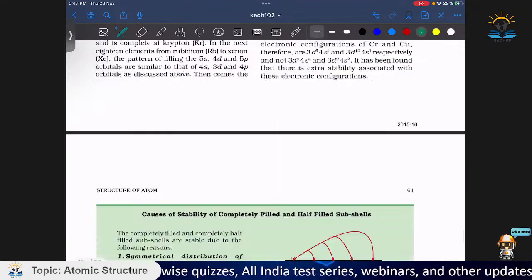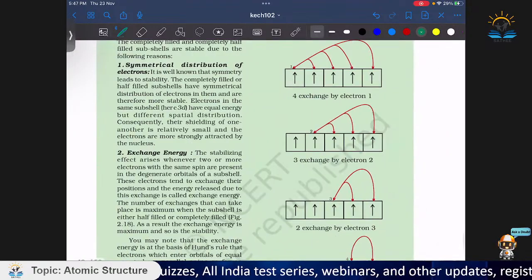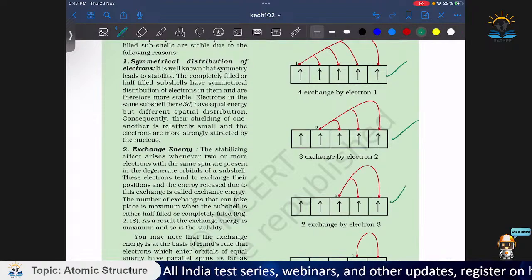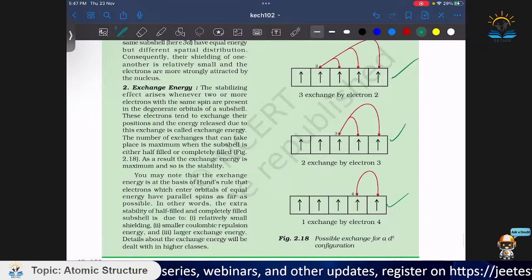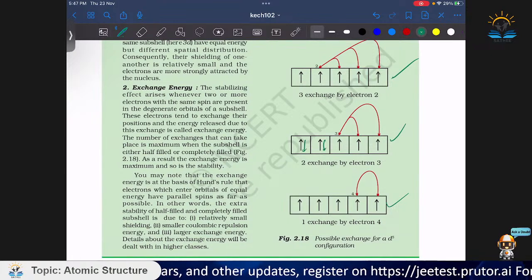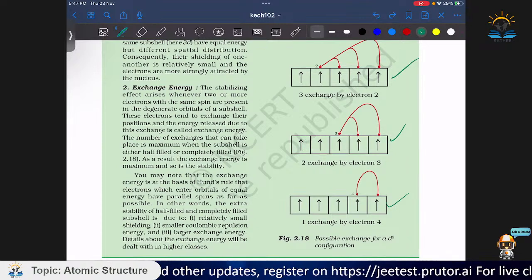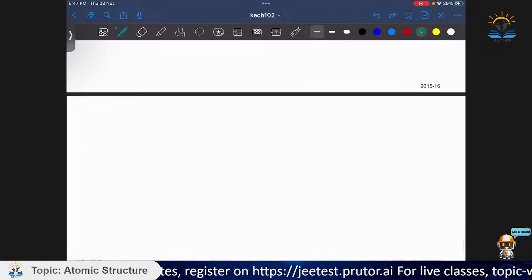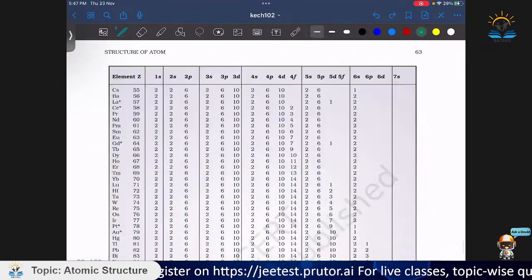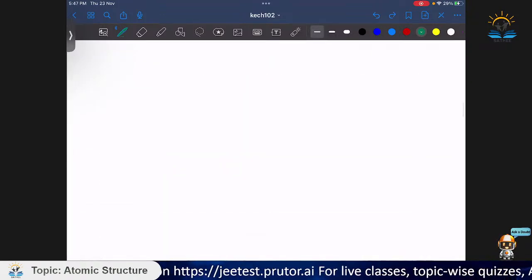Then the stability of completely filled and half filled subshells. Half filled and completely filled subshells are a bit more stable because they have more exchange energy and more multiplicity. They have not yet started pairing. So the multiplicity is maximum in half filled and fully filled orbitals. All right, guys, we'll just go and check out the exercises.